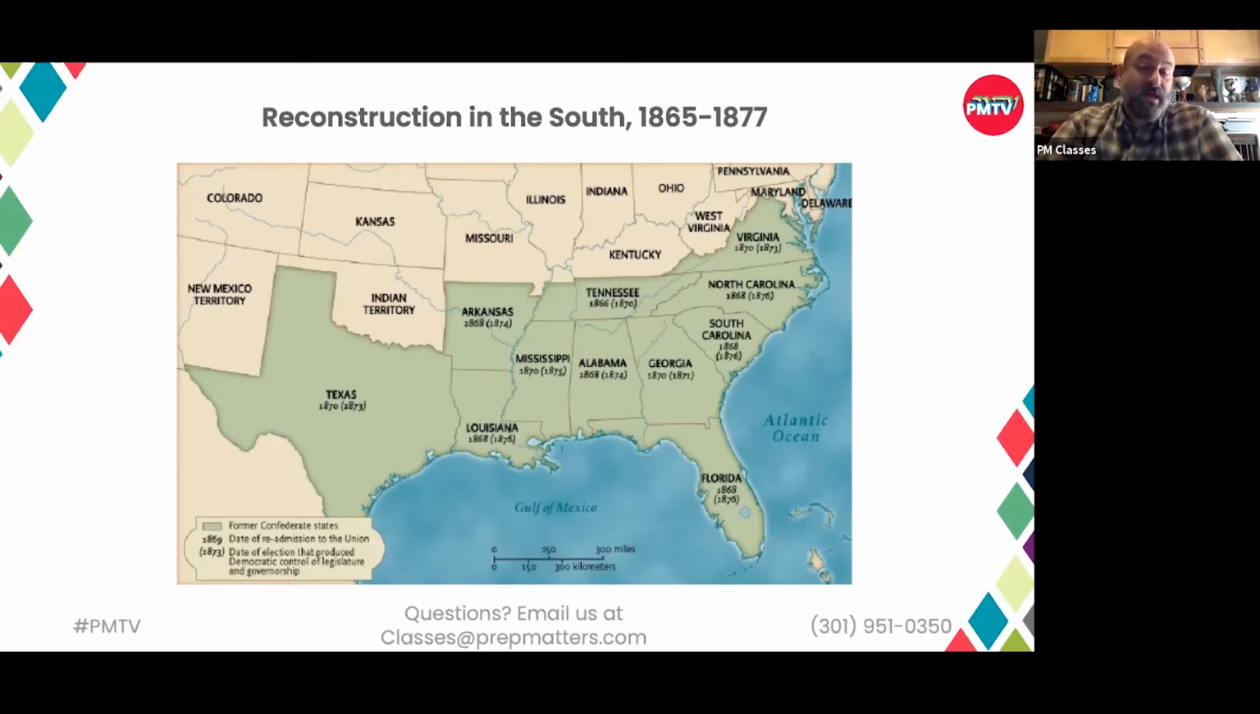You have, in what's effectively a one-party state, the Democratic Party ruling the South, African Americans banned from voting in political parties' primaries, another form of disenfranchisement.